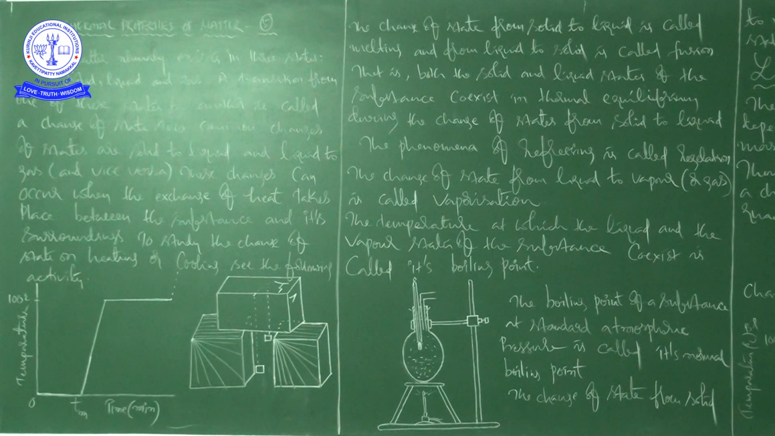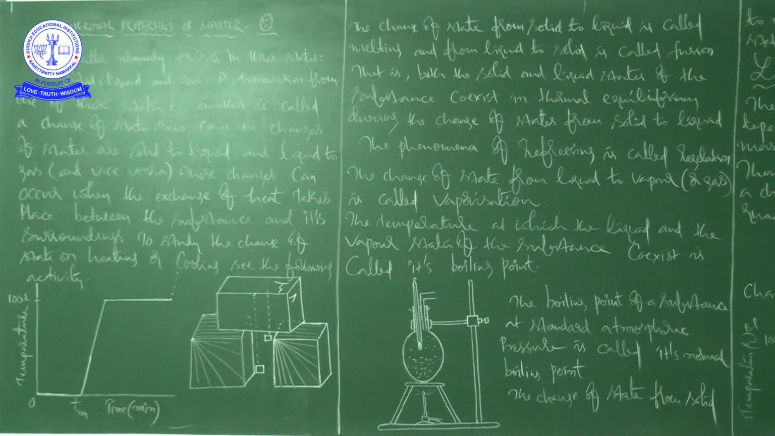See, finally he is coming to the same point that we already discussed. That point is, when a change of state takes place for matter, the temperature remains constant. That is the only point he is repeating again. Okay, right. The change of state from liquid to vapor is called vaporization. That's what you already know.